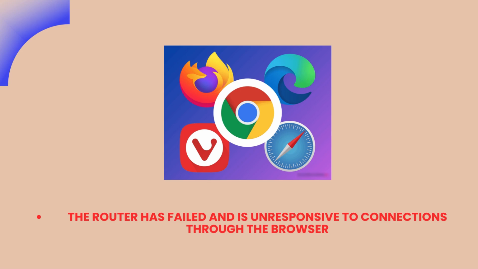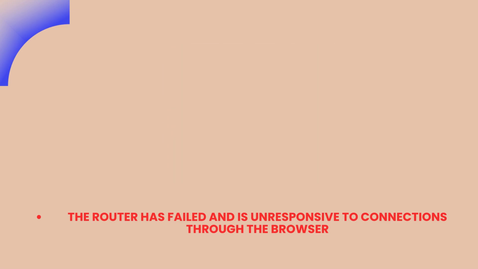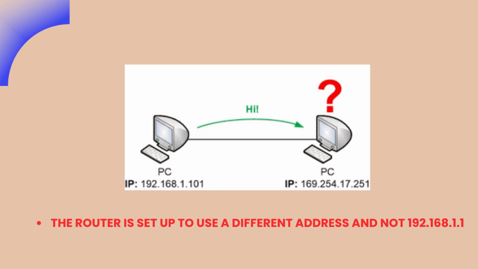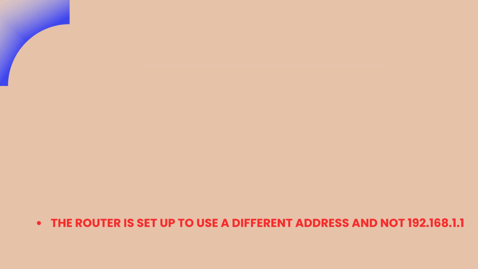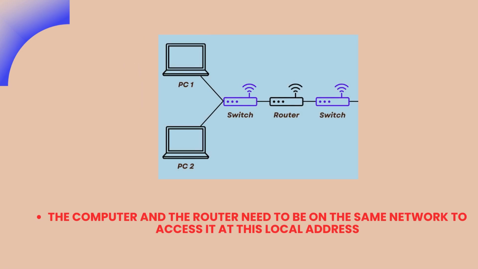The router has failed and is unresponsive to connections through the browser. The router is set up to use a different address and not 192.168.1.1. The computer and the router need to be on the same network to access it at this local address.